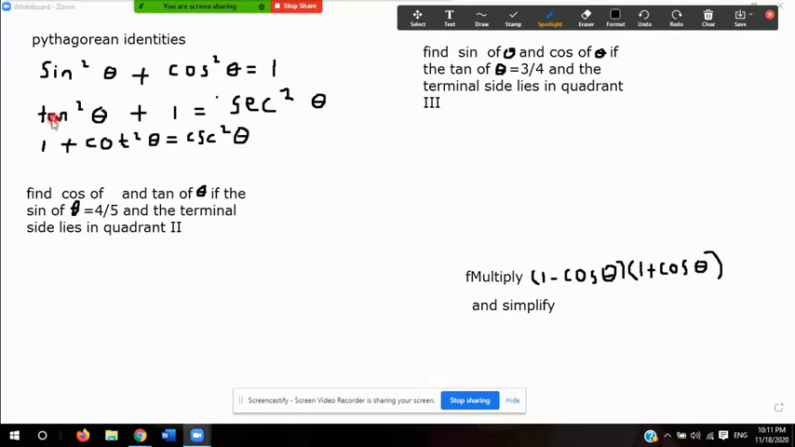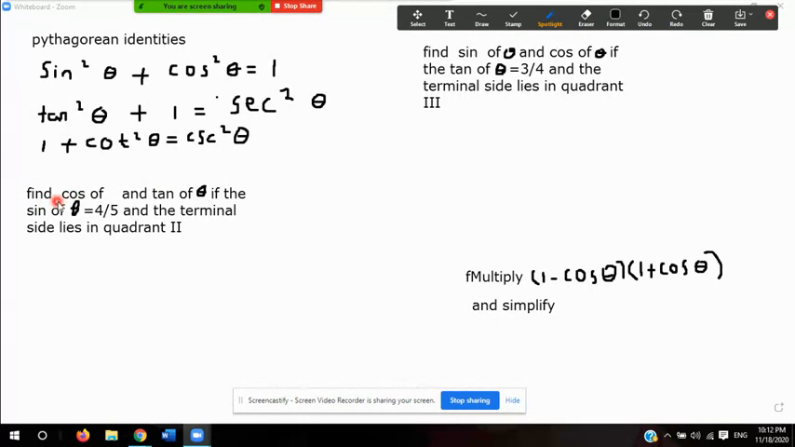Now, remember that they're adding, so the commutative property also applies. If I have sine squared of theta plus cosine squared of theta equals 1, I can also say that cosine squared of theta plus sine squared of theta equals 1, okay? They do follow the reciprocal properties.